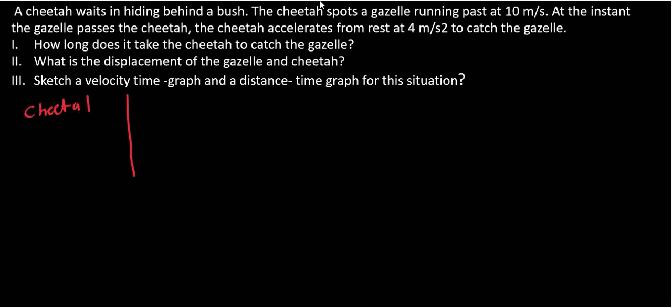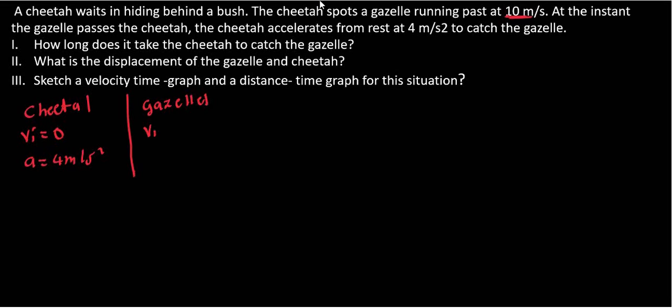And what else? The gazelle. Right? So a cheetah started from rest, meaning that our initial velocity is 0, since it started from rest. What was the acceleration? The acceleration was 4 meters per second squared.